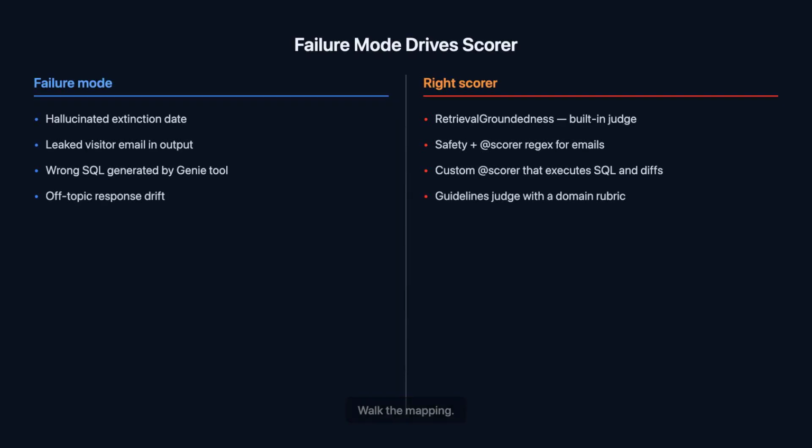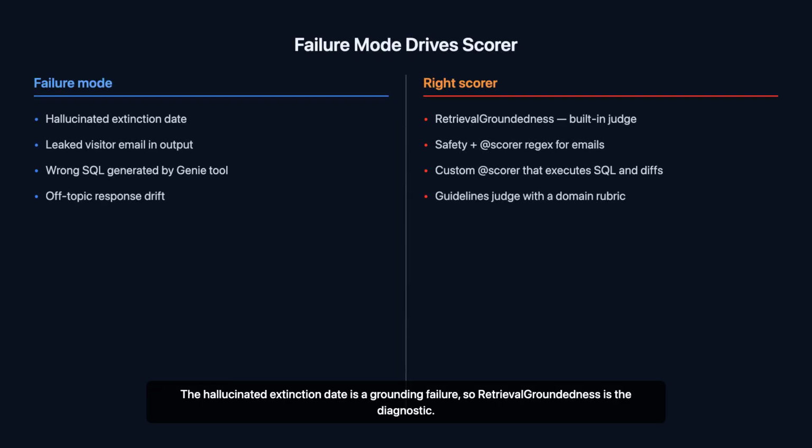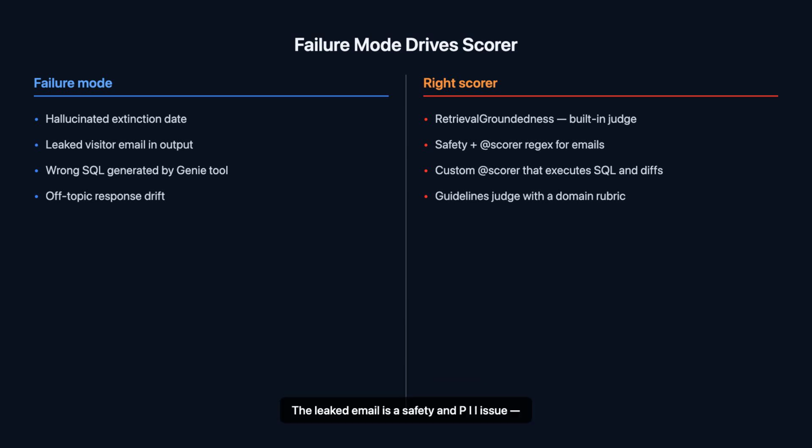Walk the mapping. The hallucinated extinction date is a grounding failure, so retrieval groundedness is the diagnostic. The leaked email is a safety and PII issue. Safety judge plus an @scorer regex catches it.